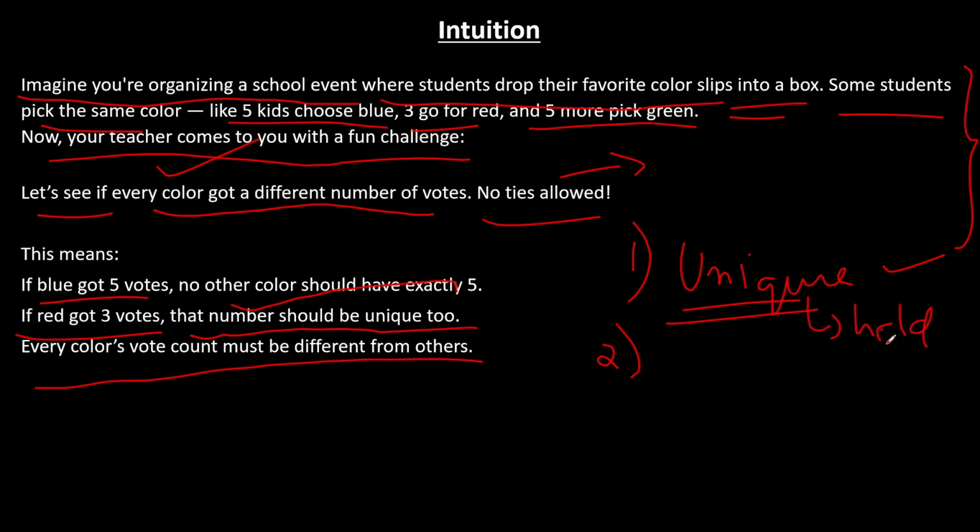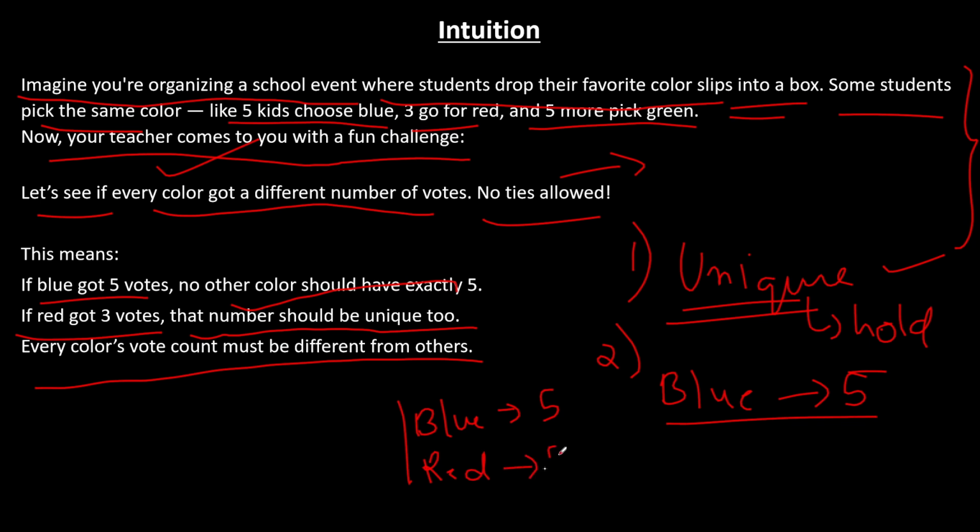One more thing you have to keep in mind here is that we need to know the count of the slips, like how many blue slips there are. We will store it in some data structure, like blue having count 5, red having count 2. This is the second thing we have to keep in mind, because without knowing the count, you cannot get the uniqueness of the number of times it appears. So these are the two important things to keep in mind.